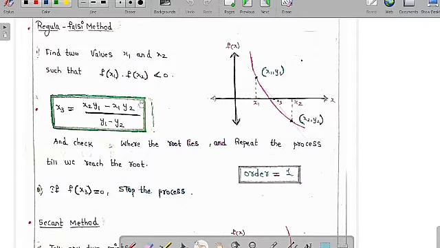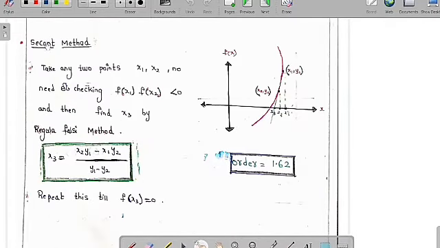And the order of the regula falsi method is also equal to 1. So now we are going to learn about the other method, which is the secant method. This is similar to the regula falsi method, but the only difference is that you don't have to check the condition f of x1 into f of x2 is less than 0. Randomly you can take any two points x1, x2. No need of checking f of x1 into f of x2 is less than 0. Only this is the difference.